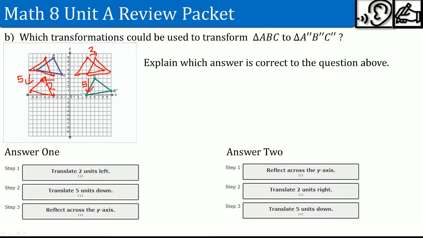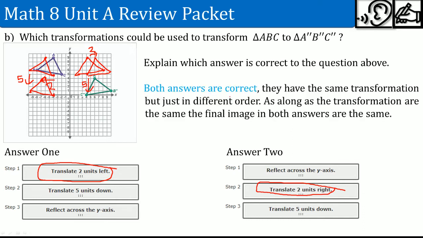Down 5. So watch. You see? No matter what, it still gets you at the same spot. So again, watch this. Do you see how it's translated 2 units left? Okay, but this is translated 2 units to the right. The reason why is because you reflect it over the y-axis. Okay, so be very careful. All right, so in this case, we would say that both answers are actually correct. They have the same transformation, but just in different orders.